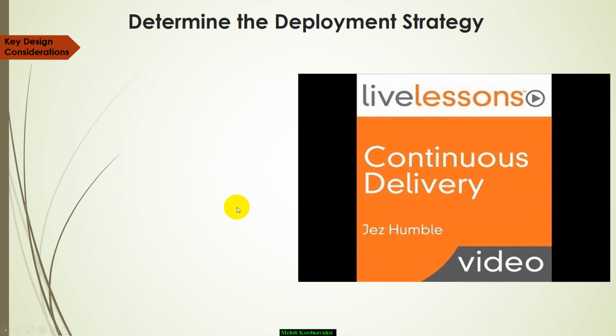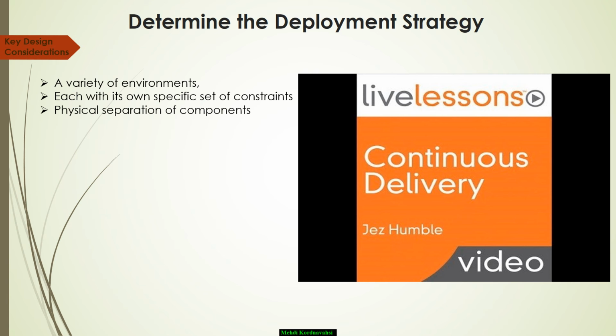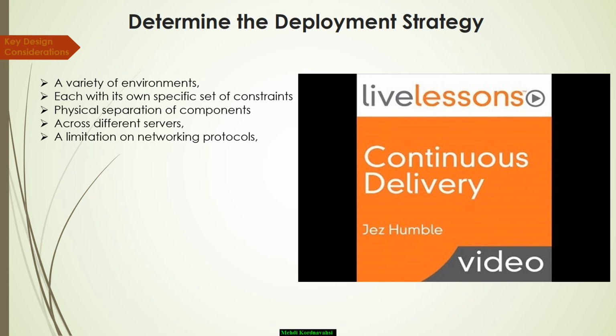The next is to determine the deployment strategy. Your application may be deployed in a variety of environments, each with its own specific set of constraints, such as a physical separation of components across different servers or a limitation on networking protocols, firewalls, router configurations, and more.